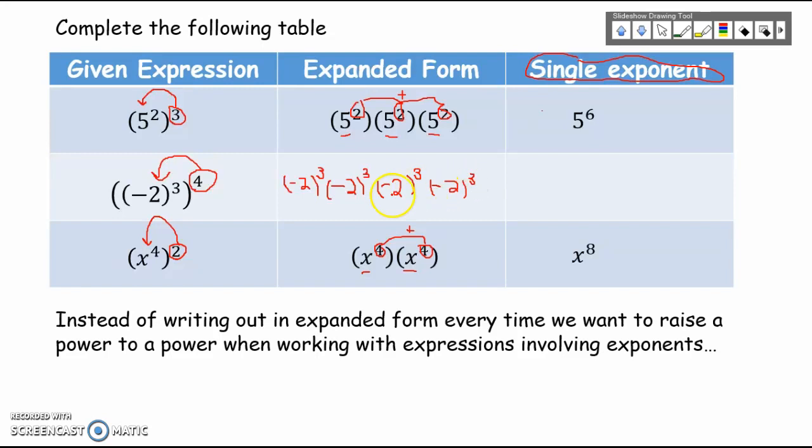Now we're going to look at our rules of exponents. I'm multiplying exponents that have the same base. They all have the same base of -2. And when I multiply exponents that have the same base, I add my exponents and I keep the base. So once again, you need to remember 3 plus 3 is 6, 6 plus 3 is 9, 9 plus 3 is 12. So this written with a single exponent will be (-2)^12.